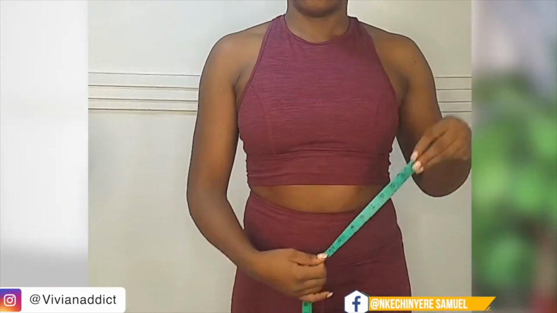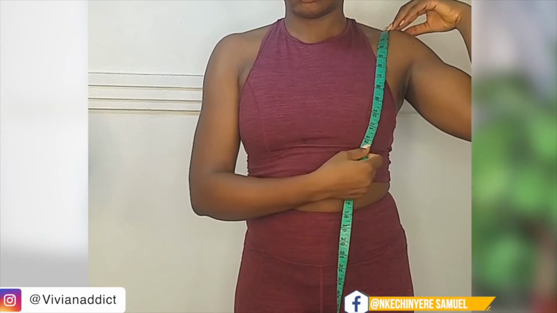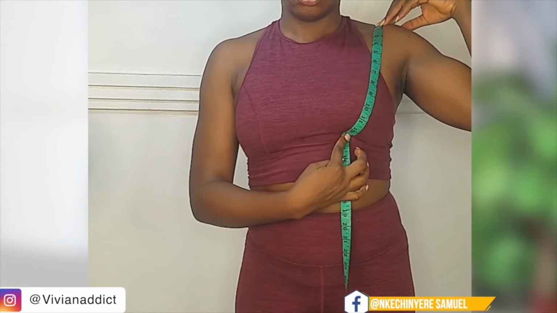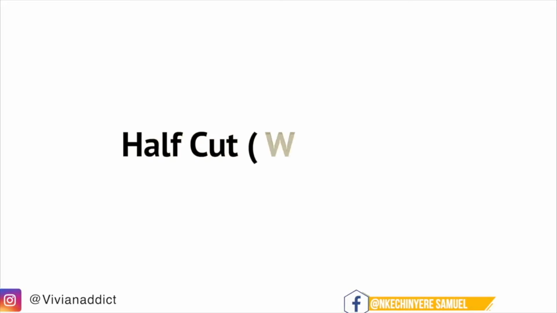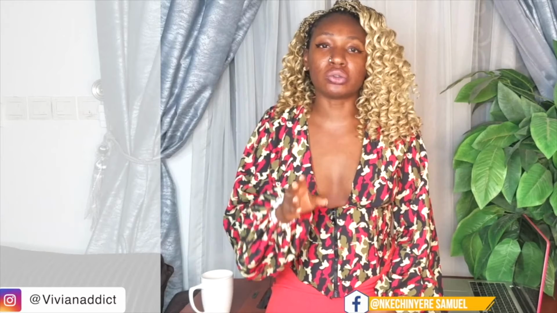So you place your tape from your shoulder, making sure it does not leave your shoulder, and then you go down to the place where your bust ends, and then you take the measurements there, you mark out what you have there. So once you have that sorted out, the next point you need to take is your half cut. Now, I like to call it waistline, but most people like to call it half cut.